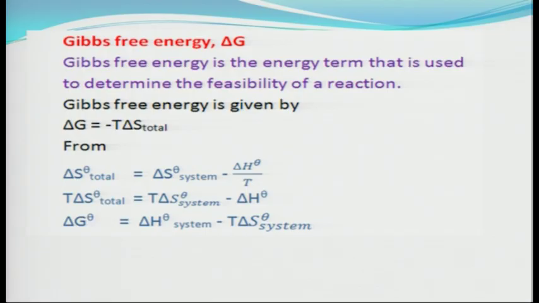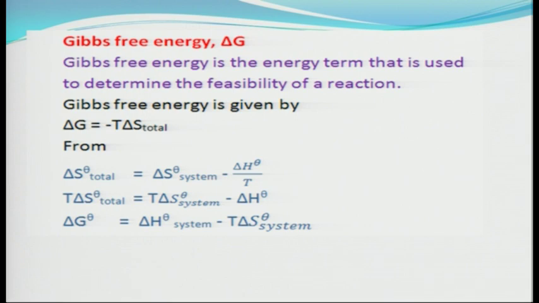Gibbs free energy, delta G, is given by negative change in entropy total times T, or we can say it is equal to negative T, change in entropy total. Using this equation, we can get another expression for Gibbs free energy.